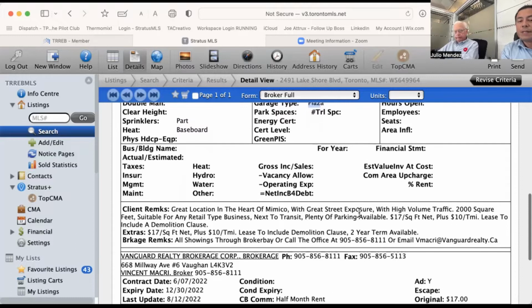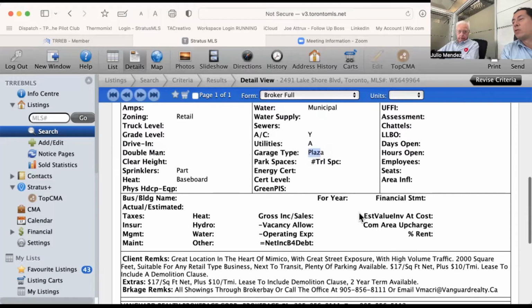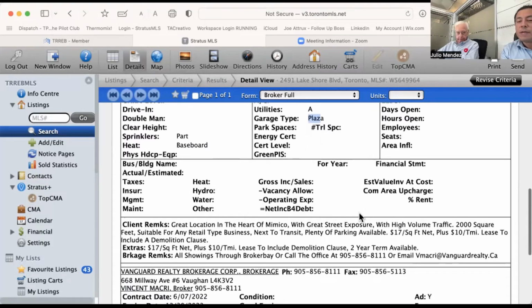And of course by now, we're going to start putting an offer together. We should have done our due diligence and made sure, double and triple checked, that the use will be permitted. Yes, sir. Okay. And then in the extra it says $17 per square foot net, plus $10 of TMI. Lease to include demolition clause.